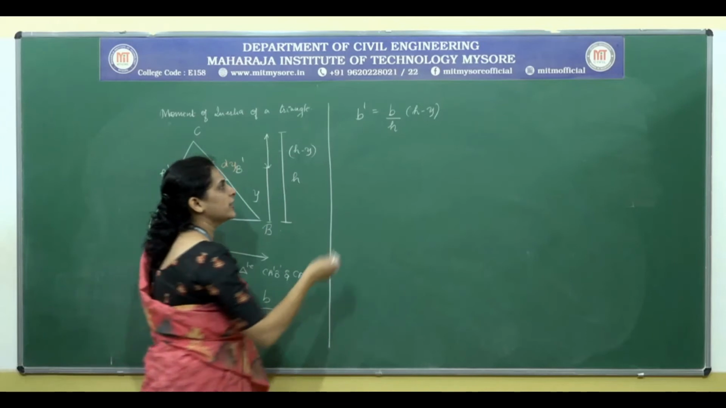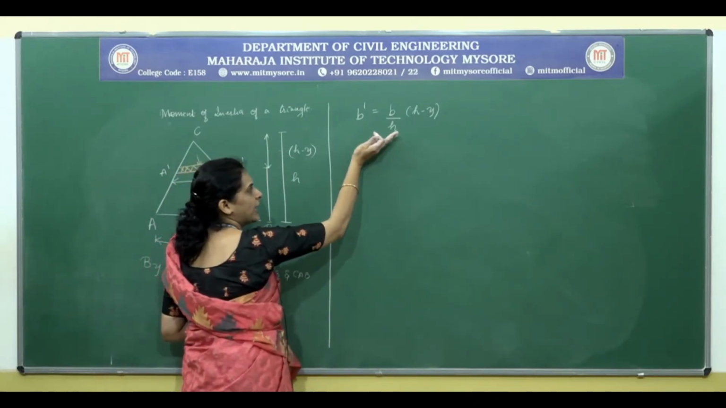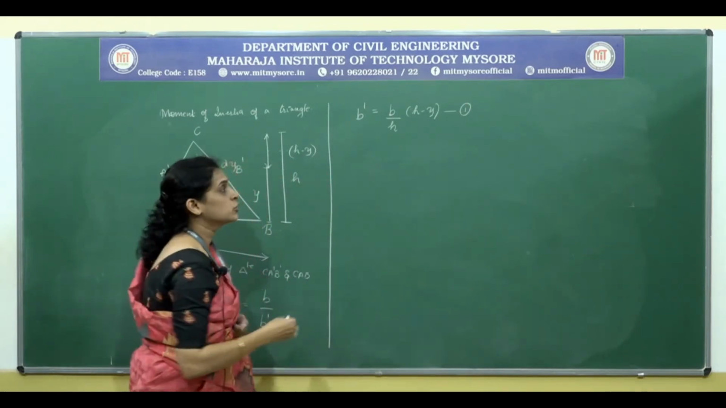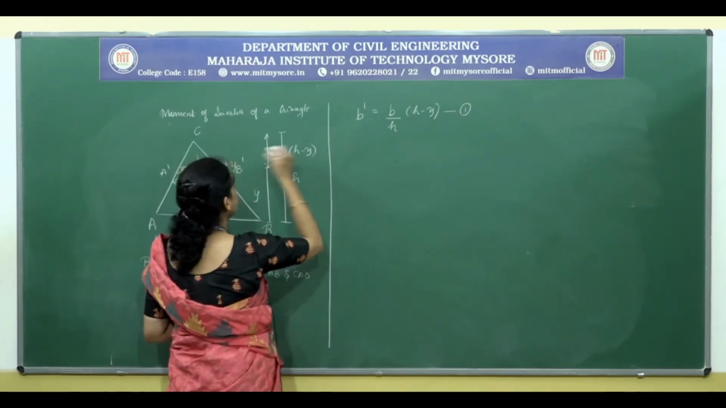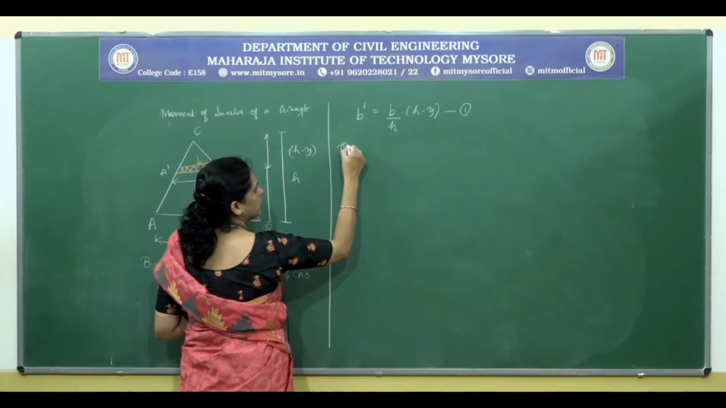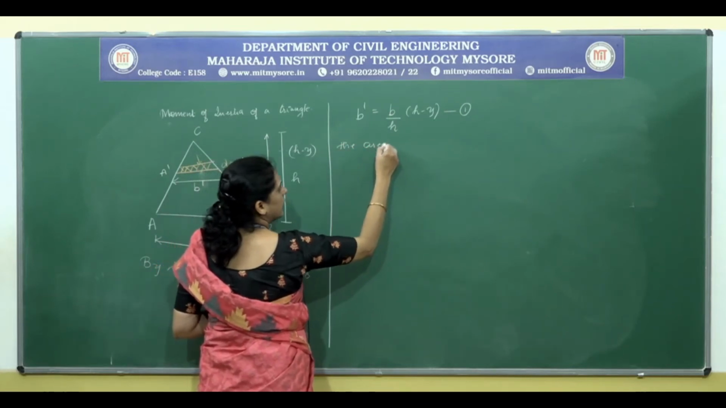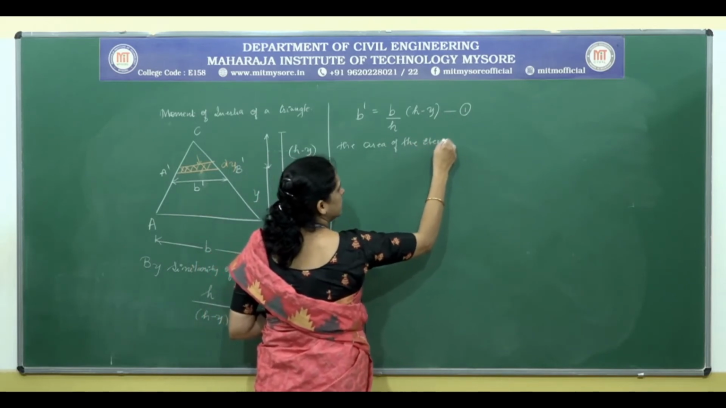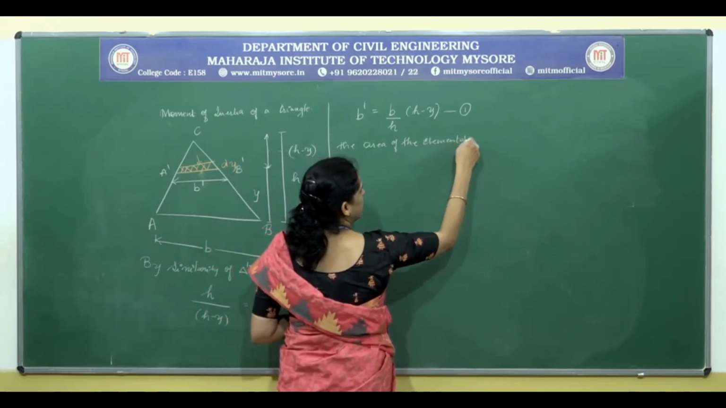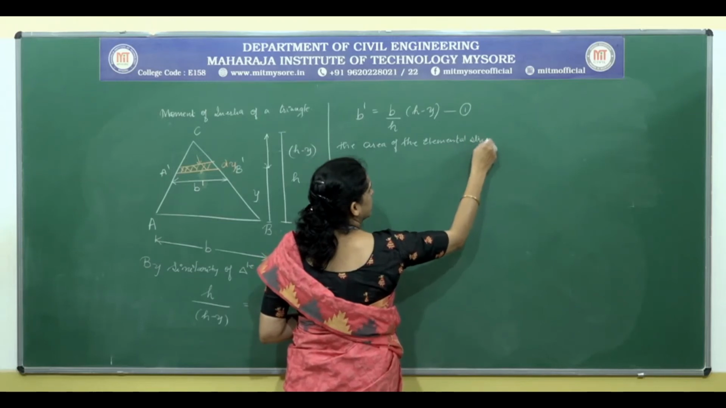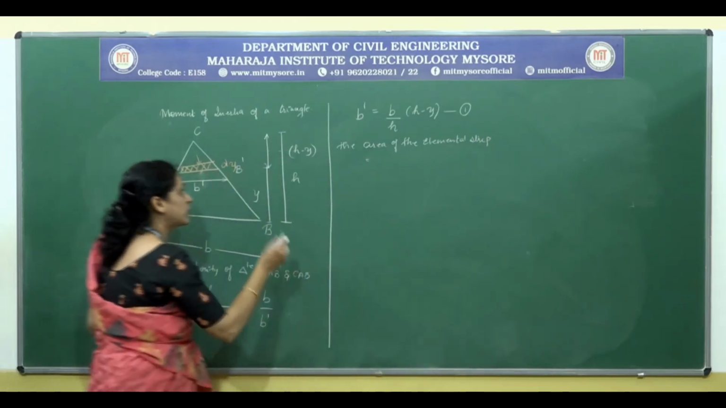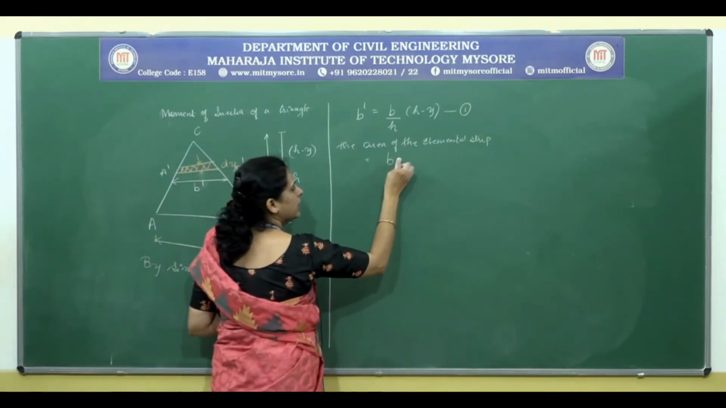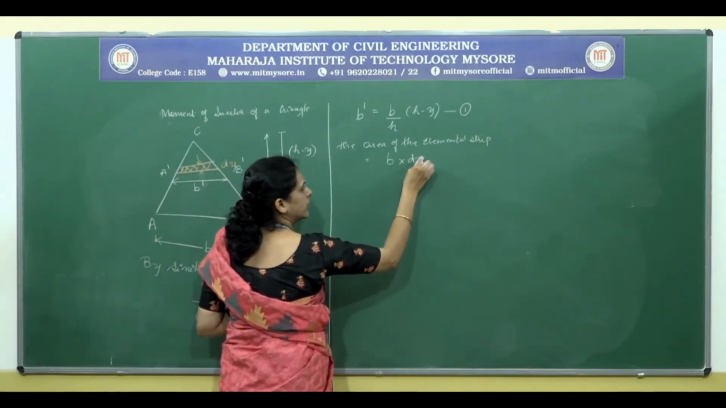So now we have got an expression for B dash. We will name that as equation 1. So now considering this elemental strip, the area of the elemental strip, as it takes the form of a rectangle, it is B into dy.